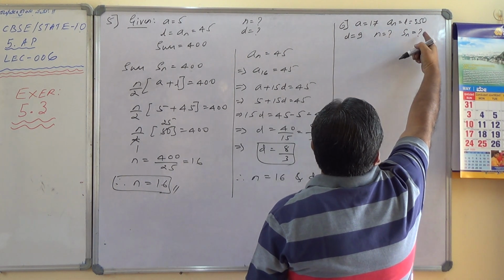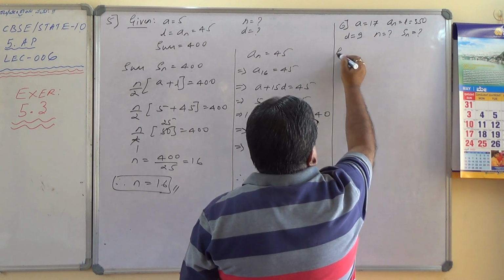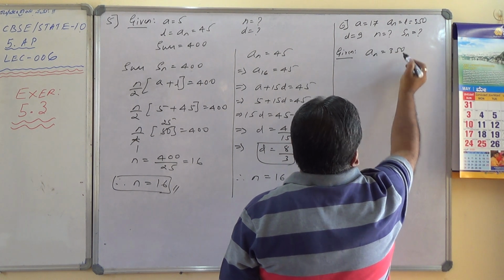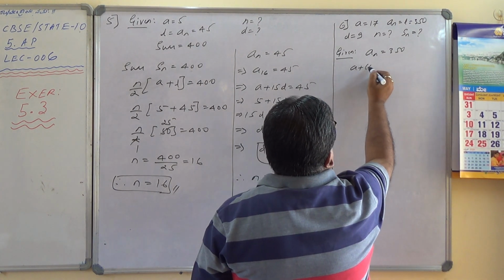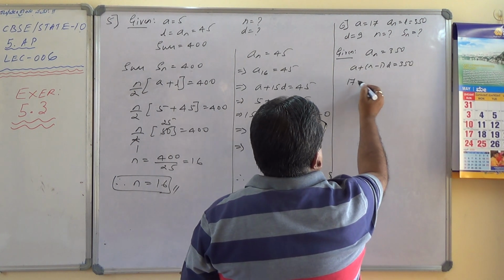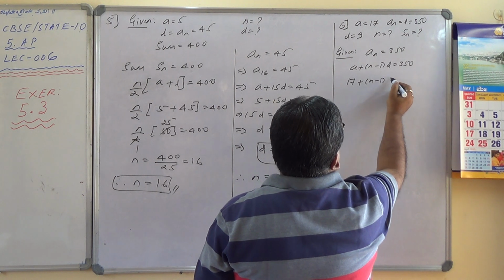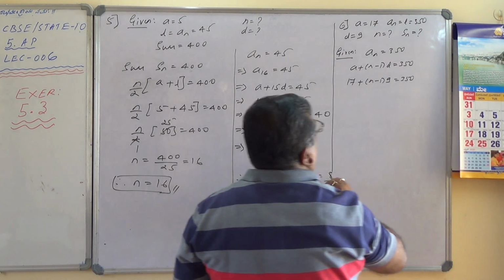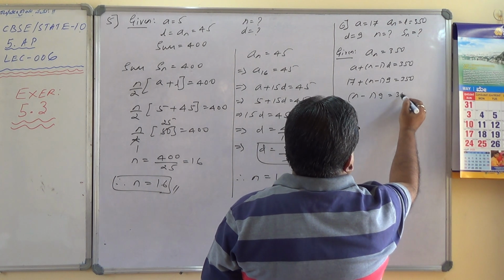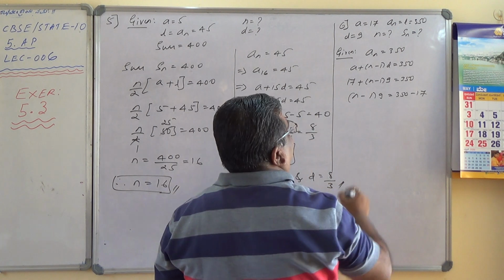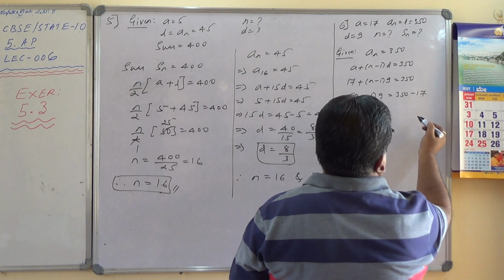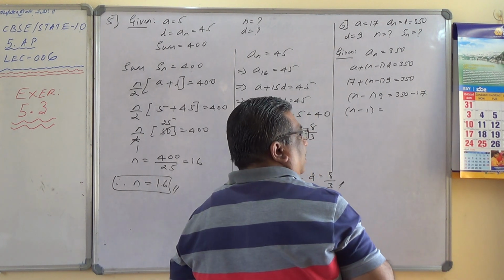As given, An equals 350, A plus n minus 1 into D equals 350, A is 17 plus n minus 1 into D is 9 equals 350, n minus 1 into 9 equals 350 minus 17, n minus 1 equals 350 minus 17, 333.